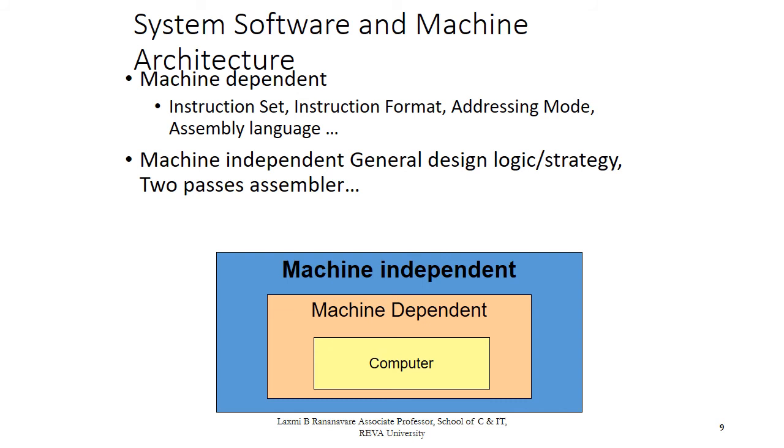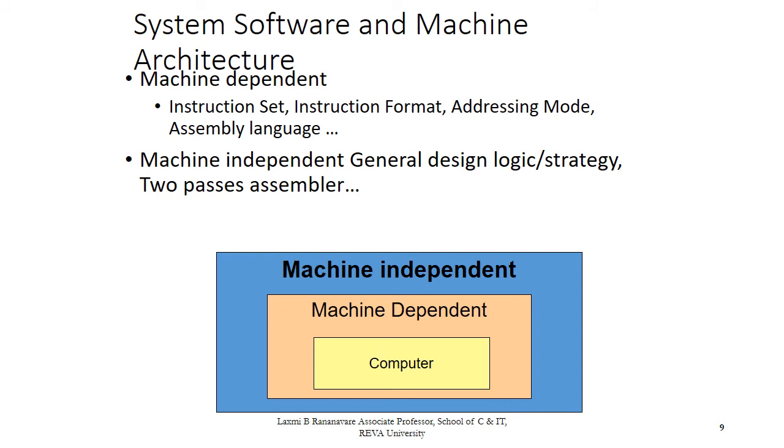So we are going to see what is machine dependent. When you have the system, when you have the architecture developed, let us consider 8086 or Intel 8086, Intel 8088, Intel 286 or Pentium machine. All these are different architectures. Z80, all these are different architectures.